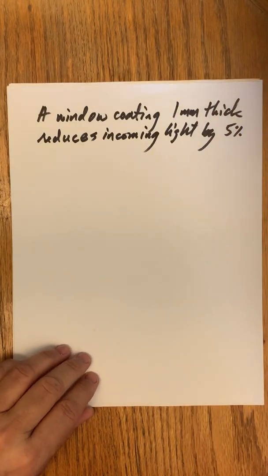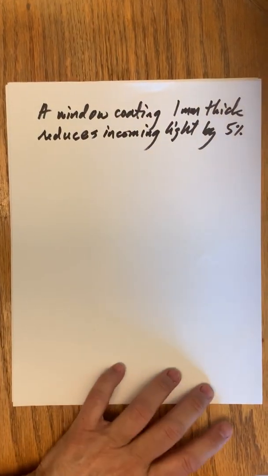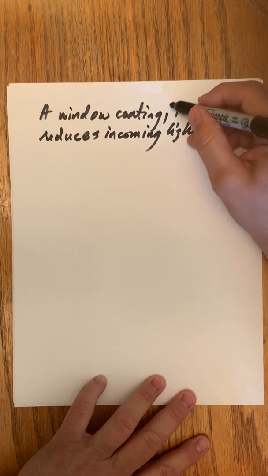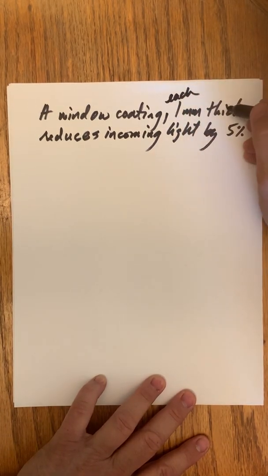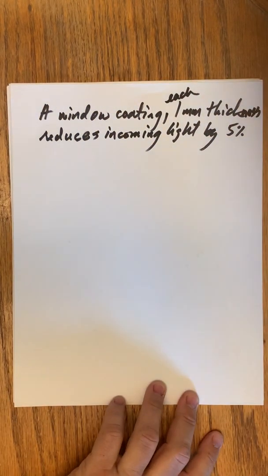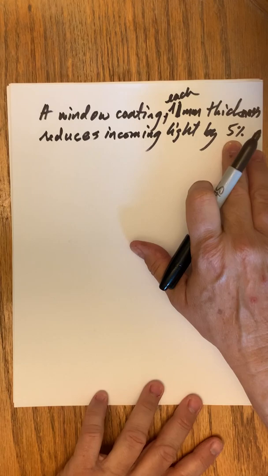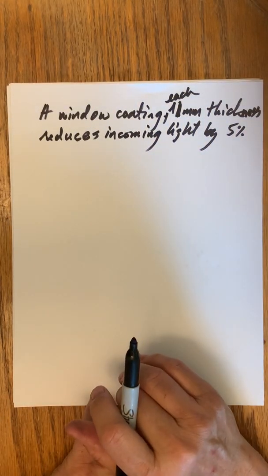We have a window coating, and each millimeter of thickness reduces the incoming light by 5%. So each millimeter that you add of thickness, you're going to lose another 5% of light. So how do we model this?